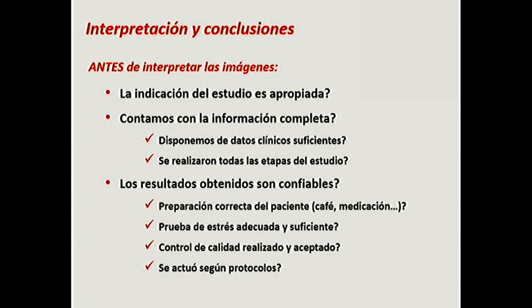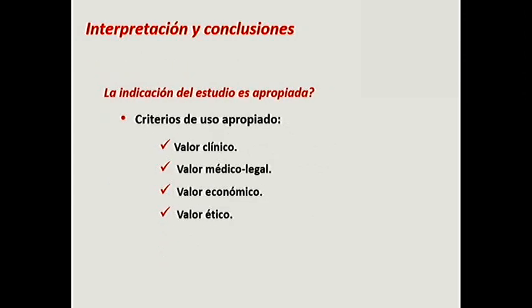The interpretation and conclusion. Before we interpret the images, we have to consider the following aspects. The indications of appropriate studies, we have to see if it was appropriate or not. Do we have complete information? Do we have the clinical data? Did we conduct all stages of the study, or did we follow the protocol? And if the results obtained are reliable, the preparation of the patient, was it correct in terms of removing caffeine, the medication to be suspended, if the patient is using beta blockers or not? All this information is necessary. If the stress test was sufficient, if quality control of the equipment was conducted and accepted, and also if we followed the protocols established.